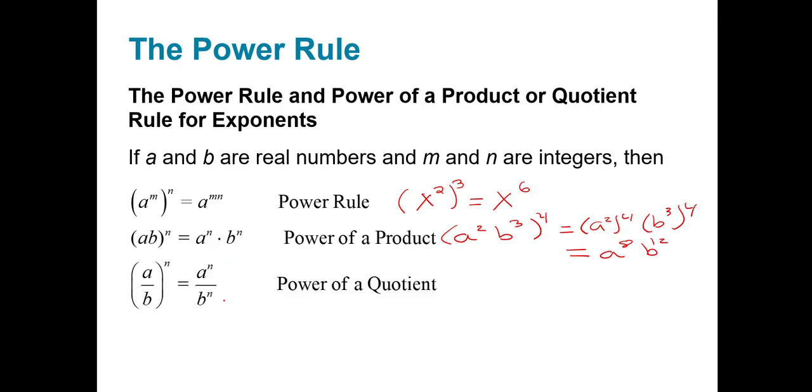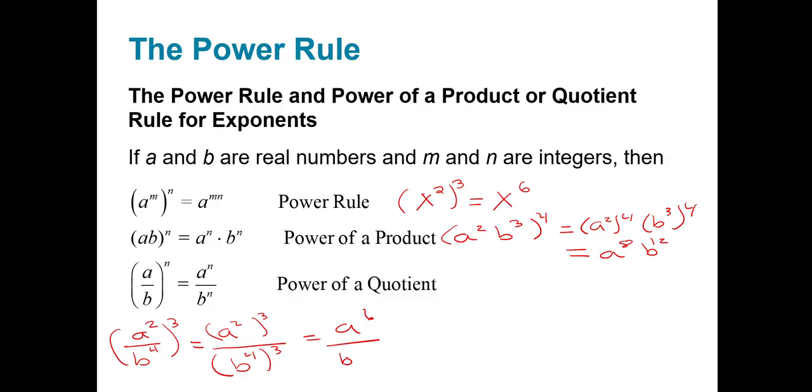Okay, and the same applies if we have a fraction. So let's say we have a squared over b to the 4th, all raised to the 3rd. Same thing? Yes. So that means a squared gets a 3, the b to the 4th gets a 3 as well. So then this is a to the 6 over b to the 12. So that means it's a shortcut to the product rule. We're just multiplying, all right? So we are just multiplying.